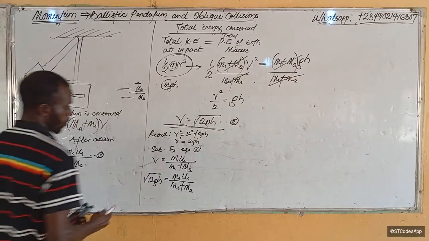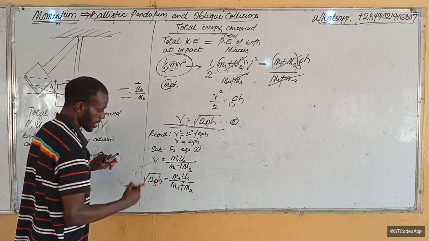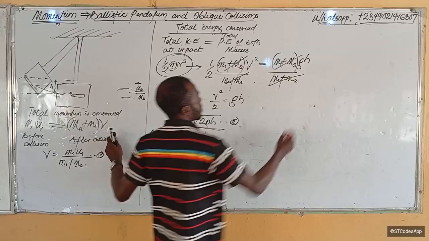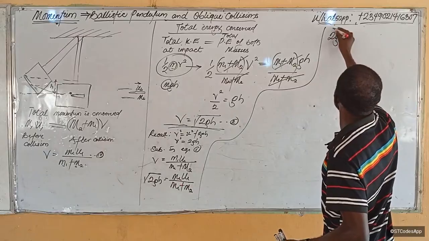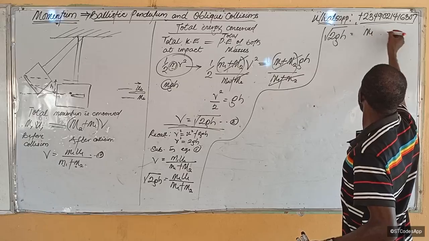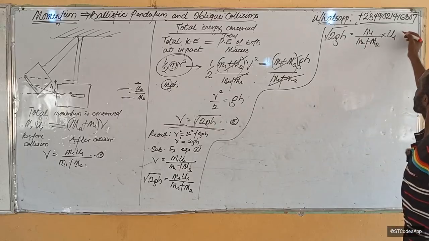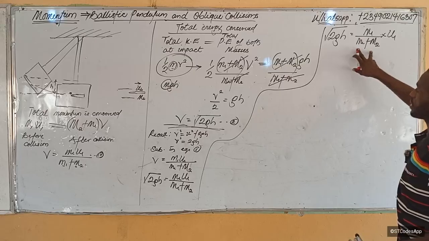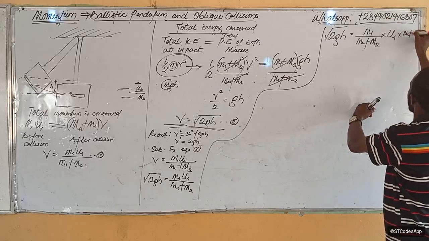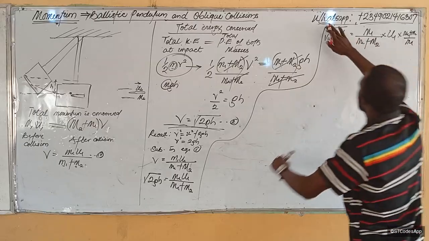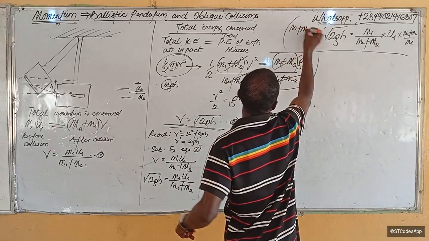I mean, if you are looking for the initial velocity from here, what we have here is root 2gh equal to m1 over m1 plus m2 times u1, right? So we can multiply both sides by m1 plus m2 over m1. This is what I mean. Multiply here by m1 plus m2 over m1 and multiply this side by m1 plus m2 over m1.